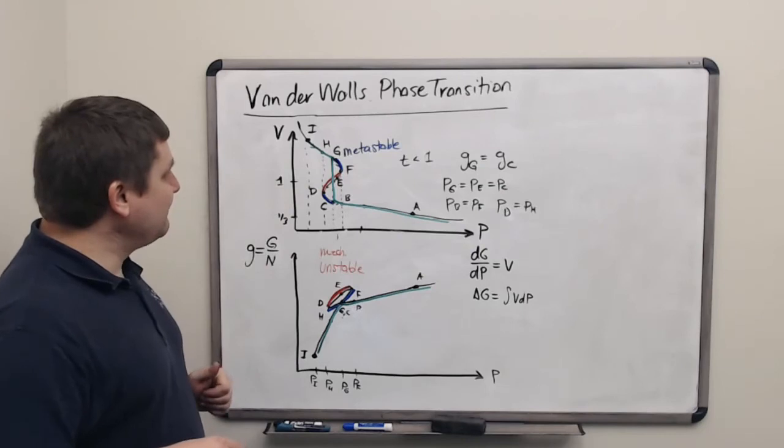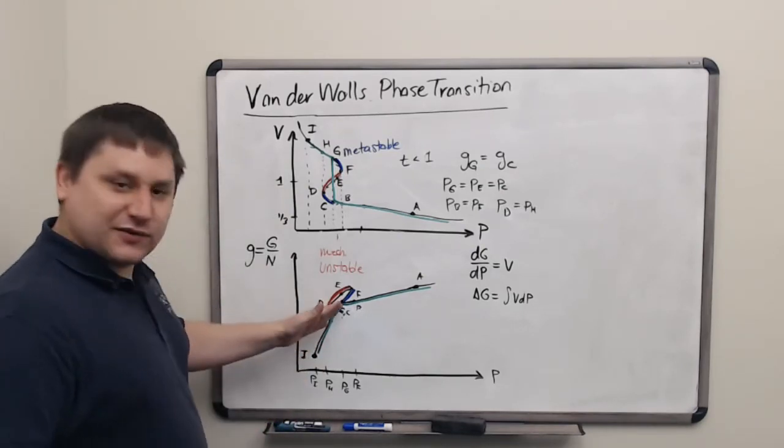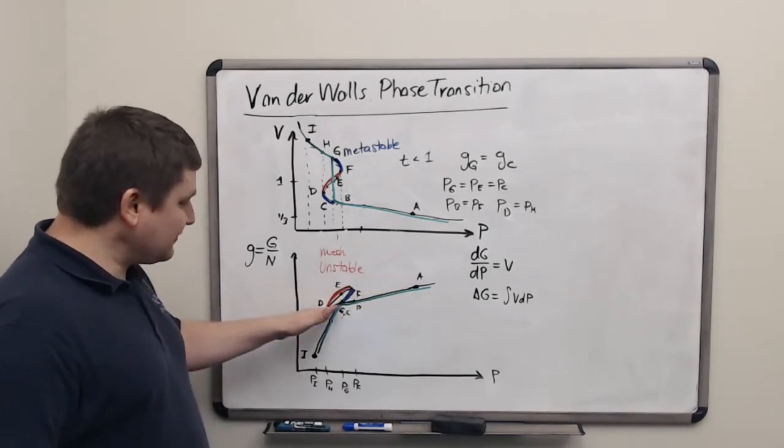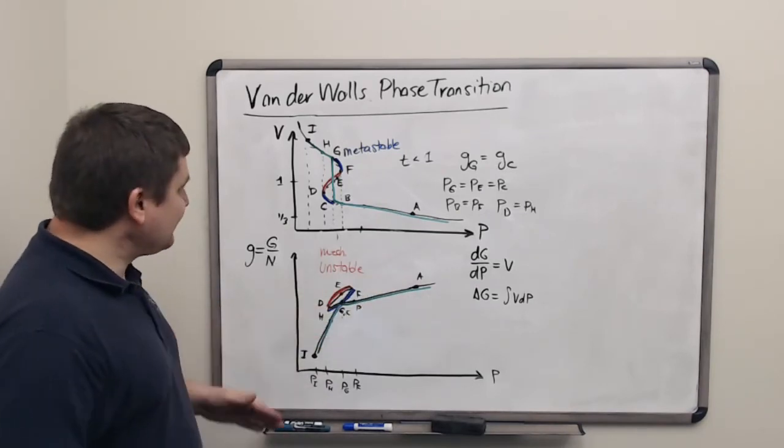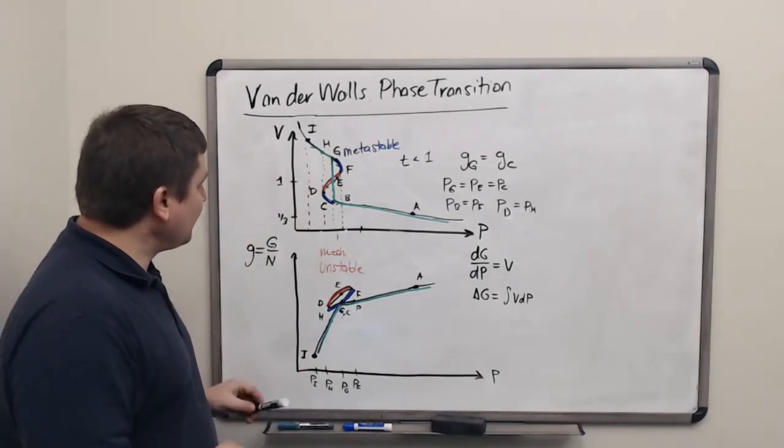So these kinds of phase transitions are well described by the Gibbs free energy. We get a really rich description here, right? We get a discontinuous change in volume. We get a description of these metastable regions, the unstable region, and this whole isotherm here too.